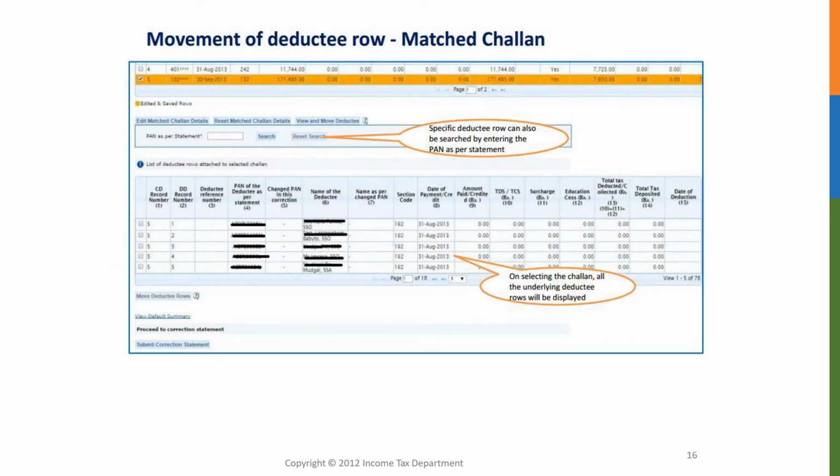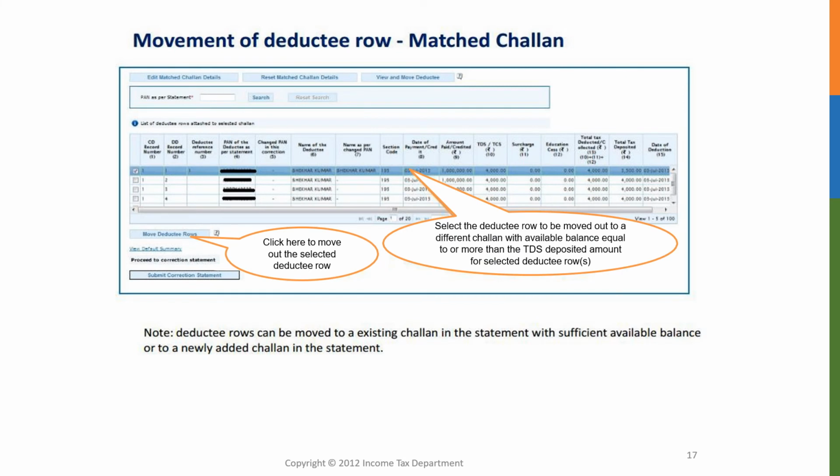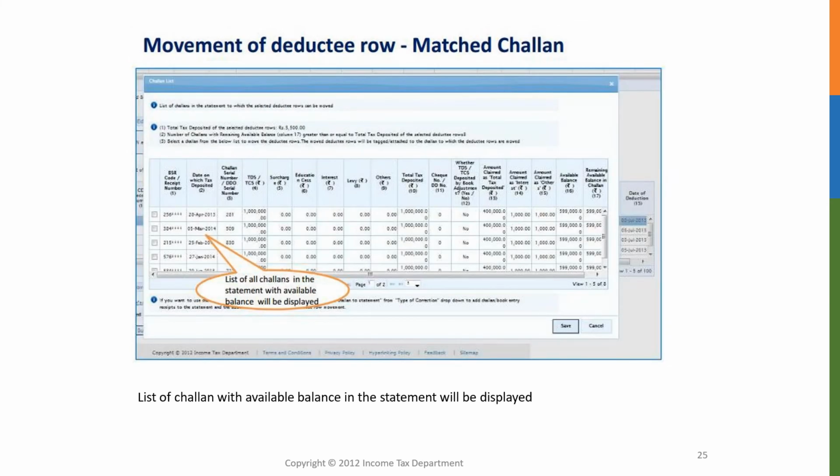On selecting the challan, all the deductee rows attached to the challan will be displayed as you can see on the screen, and if you want to check a specific PAN, you may use the PAN search option as well. Select the deductee rows required to be moved out of the challan, and after that click on Move Deductee Row button. Now you can see a list of challans on the screen, and these challans have available balance as well.